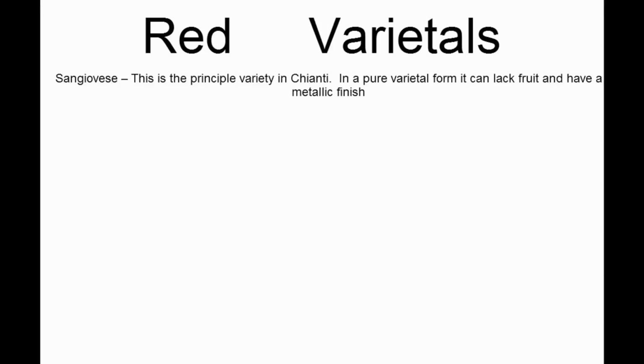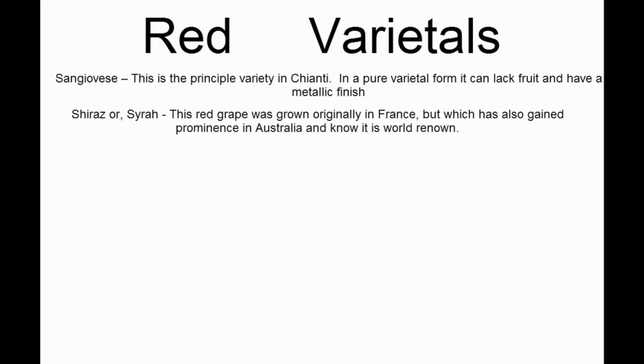Sangiovese, this is the principal variety in Chianti. In a pure varietal form it can lack fruit and have a metallic finish. Shiraz or Syrah, this red grape was originally grown in France, but has also gained prominence in Australia, and now it is world-renowned.